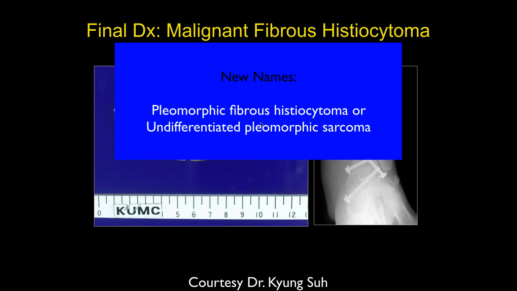Yeah, and these are the kind of new names. Some people call it pleomorphic fibrous histiocytoma or undifferentiated pleomorphic sarcoma. But these names change all the time, so obviously, in the pathology world, you have to keep up with it, but not everybody agrees on the terms when they change. So let's go to smooth muscle lesions.